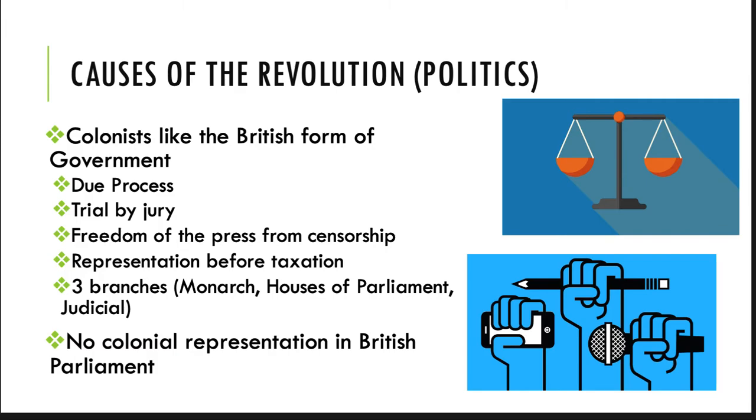They like that there is representation before taxation. They also appreciate the separation of powers among the three branches, that there is a monarch, that there are two houses in parliament, and that there is a judicial branch. So they see and are very well aware of the government and the rights of the people over in England. And they also know that there is no colonial representation for them over in England. They don't like that. They say, we see what's going on and we see that we're not benefiting from it. And this is going to be a problem. It's going to compound into a bigger issue.